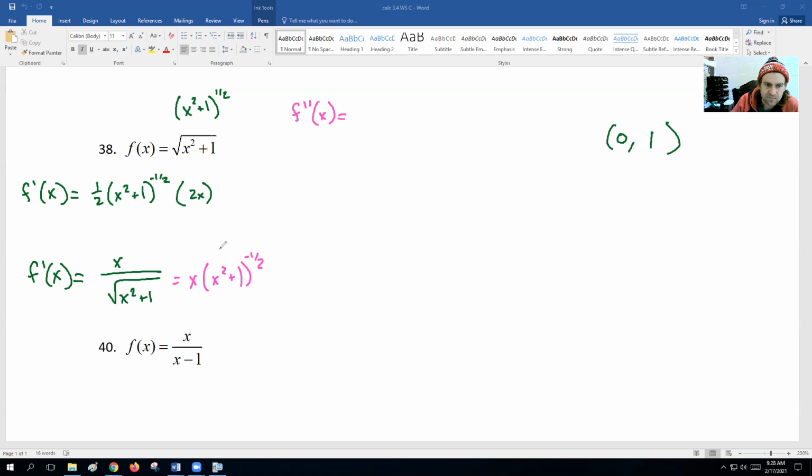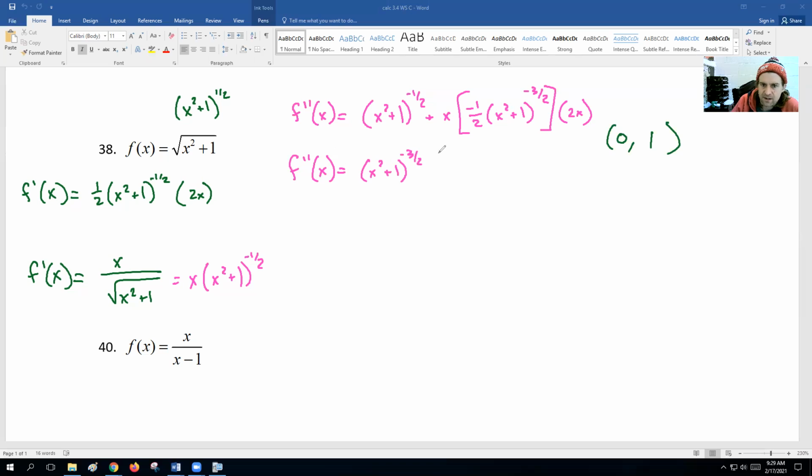So the second derivative: take the derivative of x, which is 1, and leave the x squared plus 1 to the -1/2 power alone. Now we'll leave the x alone and take the derivative of the second part, where we have to do the chain rule. So we get -1/2 times x squared plus 1 to the -3/2 power times the derivative of the inside, which is 2x. Now we factor out the x squared plus 1 to the -3/2 power. What's left over here? This becomes x squared plus 1 to the first power. And over here, we have x times -1/2 times 2x, which would be -x squared.